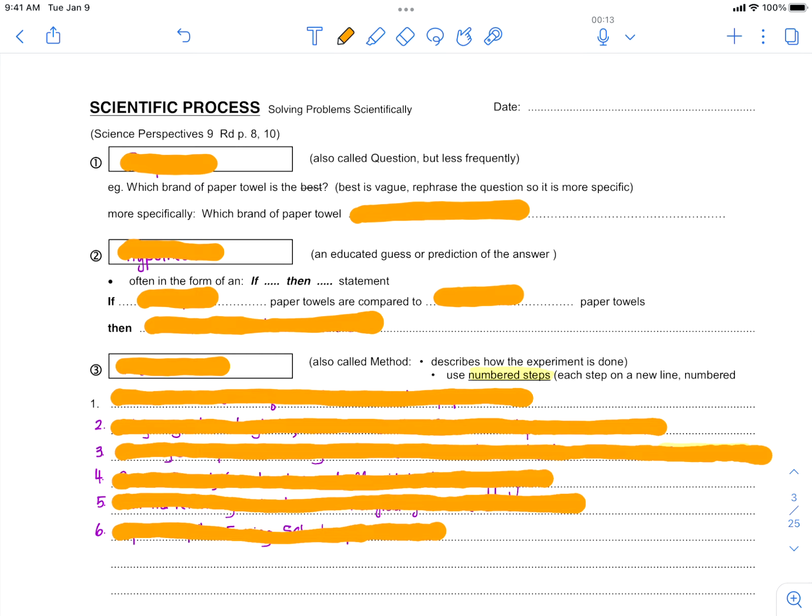So this activity or note is a kind of blend between a lesson on the scientific process, but also setting us up to do a lab experiment. And so what we're going to do is go through this and talk about setting up our first lab activity of the semester, which is the paper towel lab.